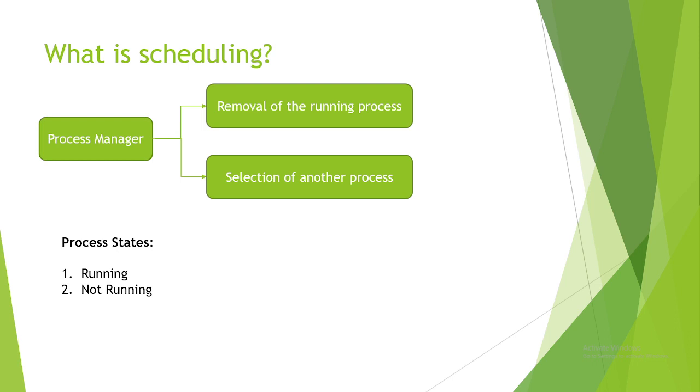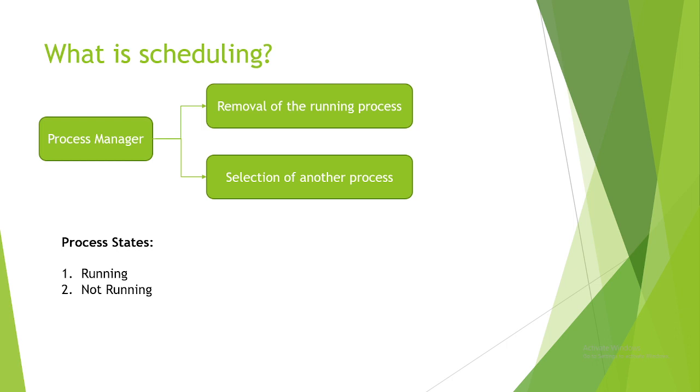Process scheduling is an essential part of multi-programming operating systems. Such operating systems allow more than one process to be loaded into the executable memory at a time, and the loaded processes share the CPU using time multiplexing. The operating system maintains all processes in process scheduling queues. A process basically has two states. It's either running or not running.